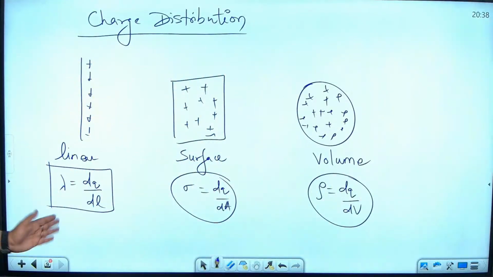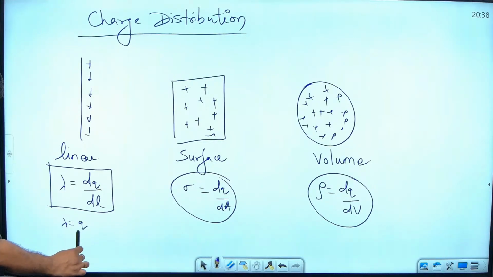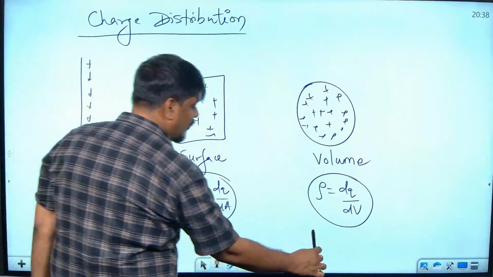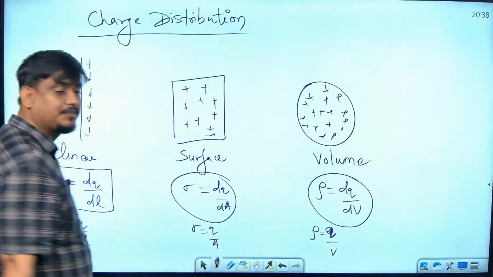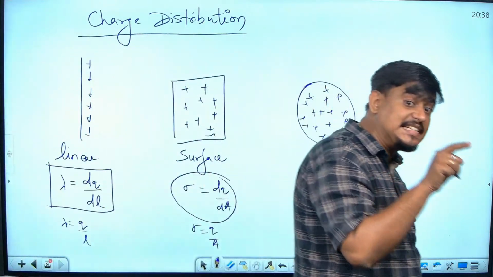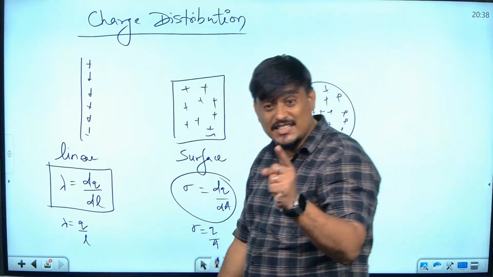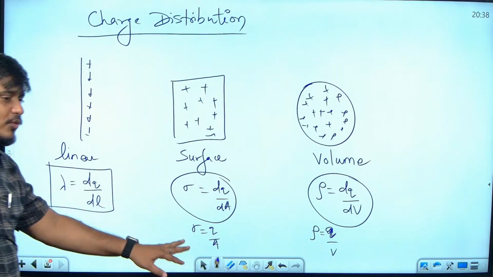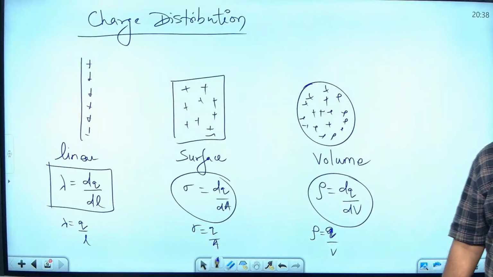So in simple words, in some books you will also see it written as lambda is equal to q by L, or sigma is equal to q by A, or rho is equal to q by V. But what I have told you is the ultimate logic. So charge per unit length is called as linear charge density, lambda. Charge per unit area is called as surface charge density, sigma. And charge per unit volume is called as volume charge density, rho.